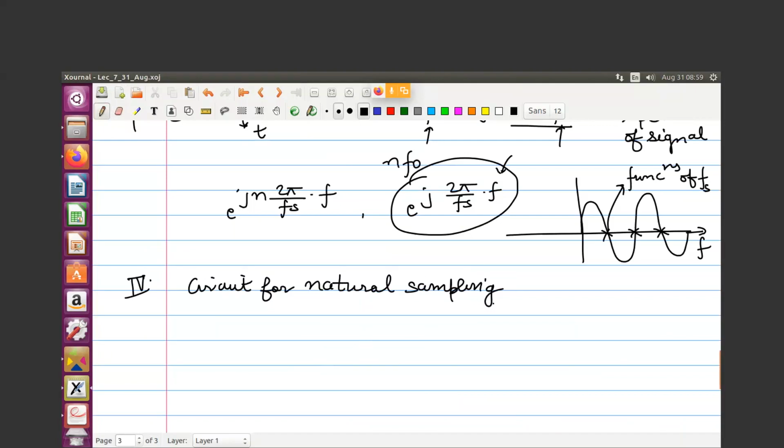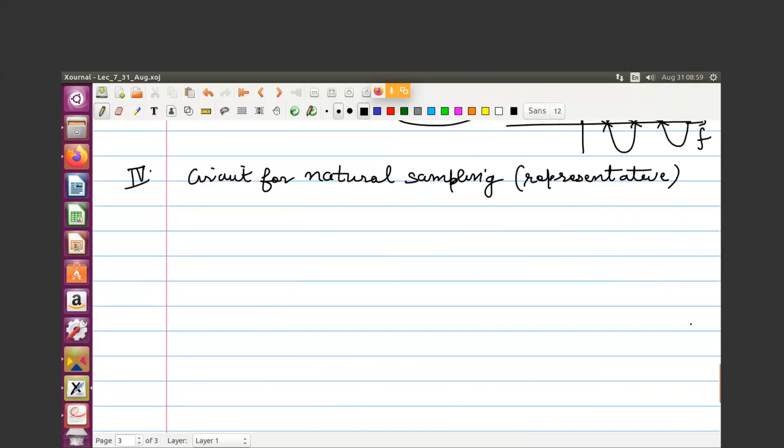So this is a representative circuit, representative, not exact. It means you have to make it through components. The logic is simple: this is w of t going inside, and this, let us say, is the earth terminal.